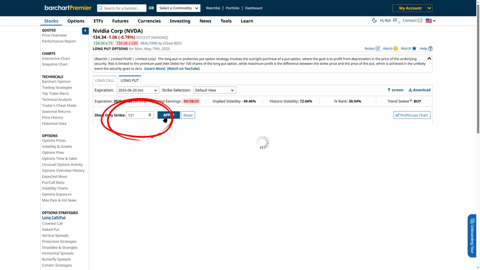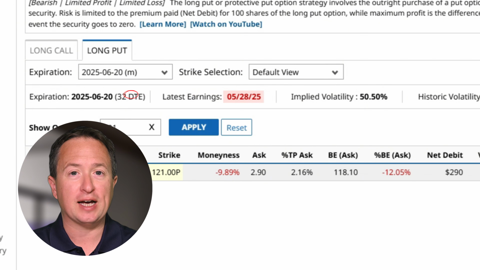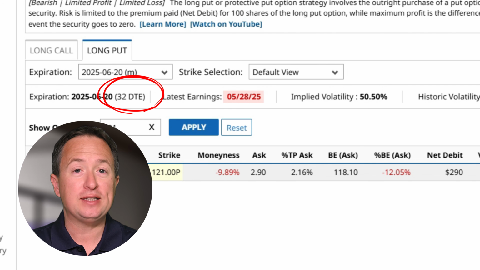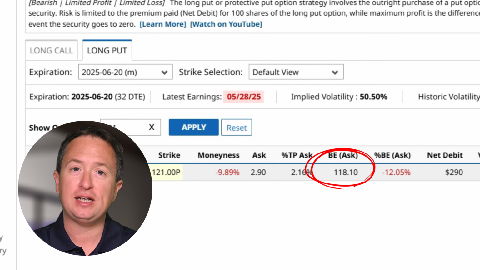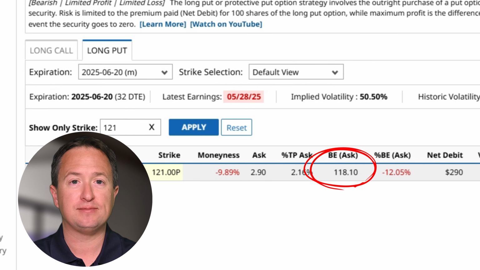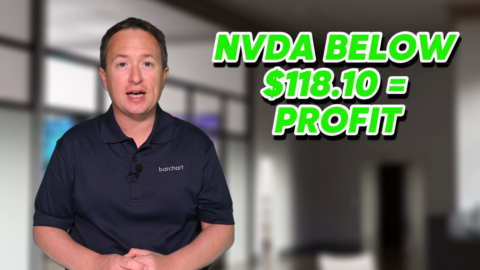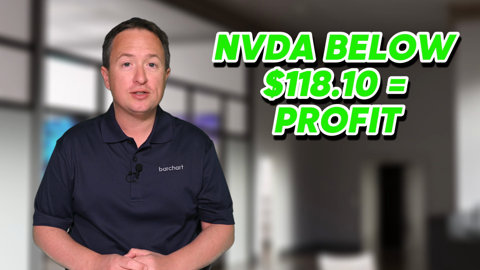So here you can see the $121 strike put on NVIDIA with 32 days to expiration. The asking price is $2.90 a share, or $290 per contract. The break-even price is $118.10. If the stock trades below the break-even price at expiration, your trade starts to earn money. So that's how you might protect your asset.